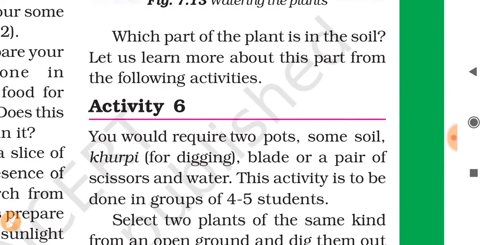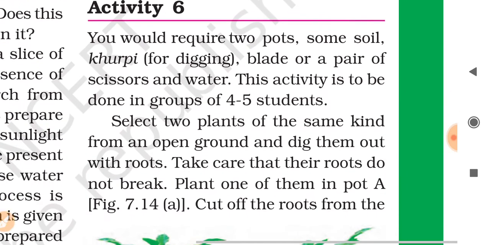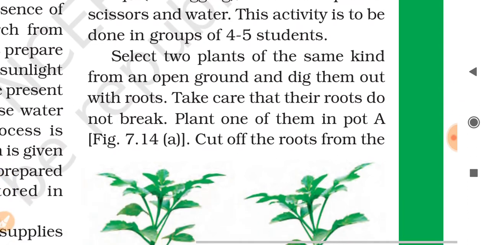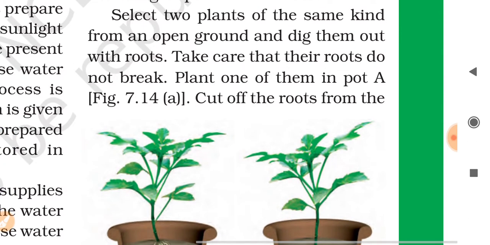Which part of the plant is in the soil? Let us learn more about this part from the following activities. You would require two pots, some soil, a khurpi for digging, a blade or a pair of scissors, and water. This activity is to be done in groups of 4 or 5 students. Select two plants of the same kind from an open ground and dig them out with roots.